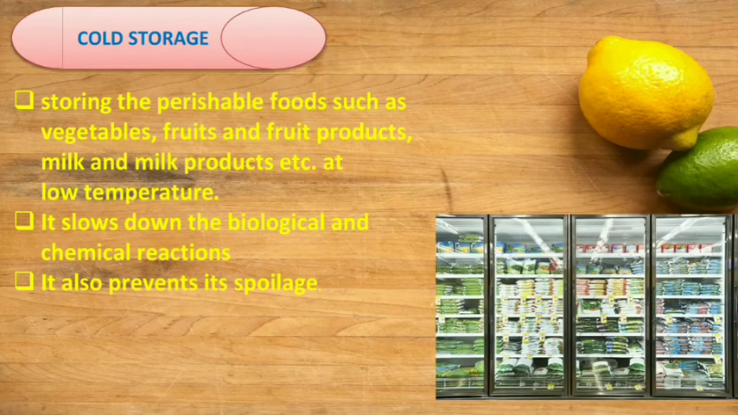Cold storage. Cold storage is a process of storing perishable foods, items such as vegetables, fruits and fruit products, milk and milk products, etc. Refrigeration is among the oldest methods of food preservation. This major advance was hampered by the lack of proper facilities, a prime requirement of any refrigerated or frozen food industry.